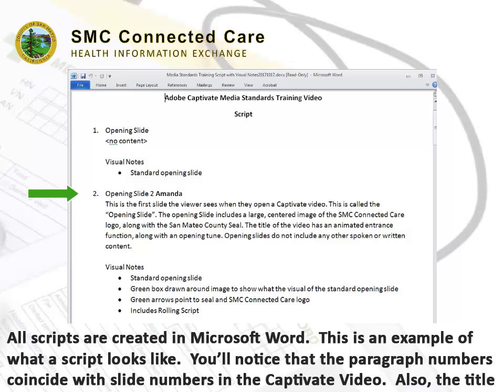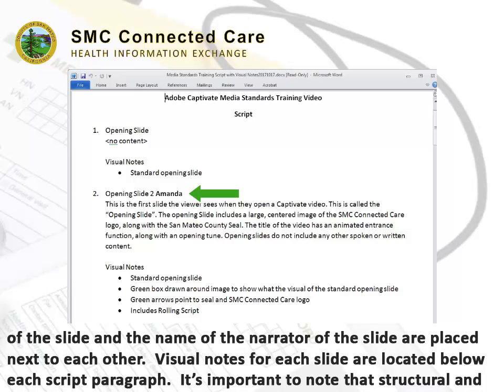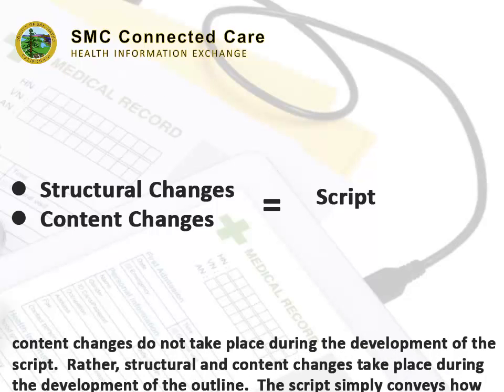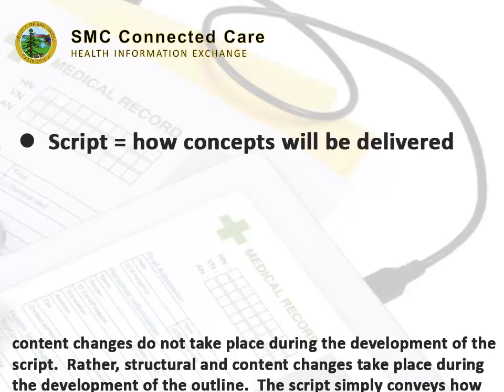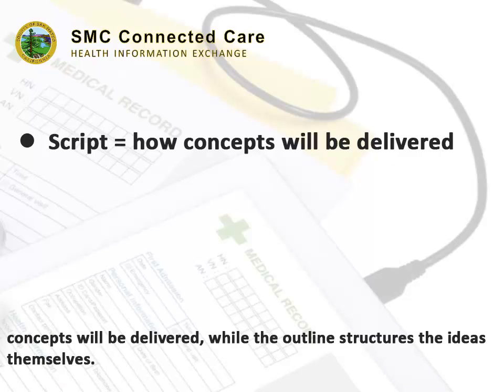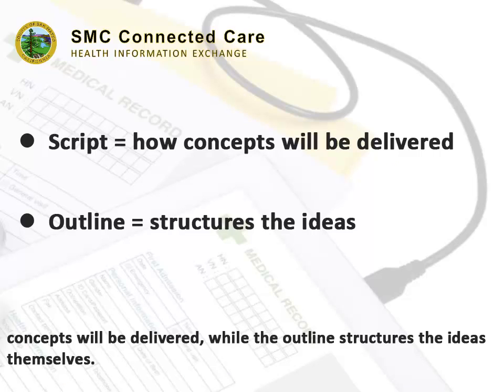You'll notice that the paragraph numbers coincide with the slide numbers in the Captivate video. Also, the title of the slide and the name of the narrator of the slide are placed next to each other. Visual notes for each slide are located below each script paragraph. It's important to note that structural and content changes do not take place during the development of the script. Rather, structural and content changes take place during the development of the outline. The script simply conveys how concepts will be delivered, while the outline structures the ideas themselves.